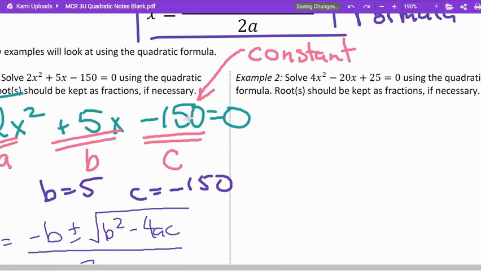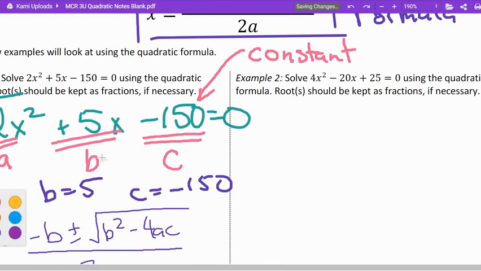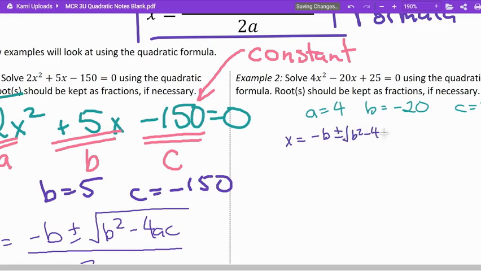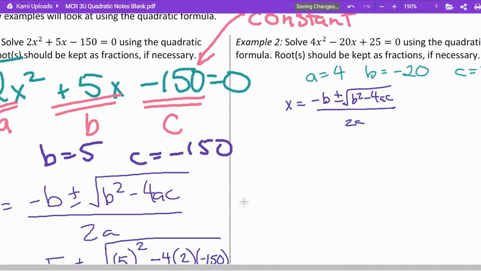All right, let's try the next one. So in this case, folks, you can sort of be working ahead, right? We're like, okay, our A is 4, our B is negative 20, and our C is 25. I won't take marks off, but really good math communication includes stating the quadratic formula each time. So x equals minus b plus or minus the square root of b squared minus 4ac over 2a. And then I sub in my numbers.